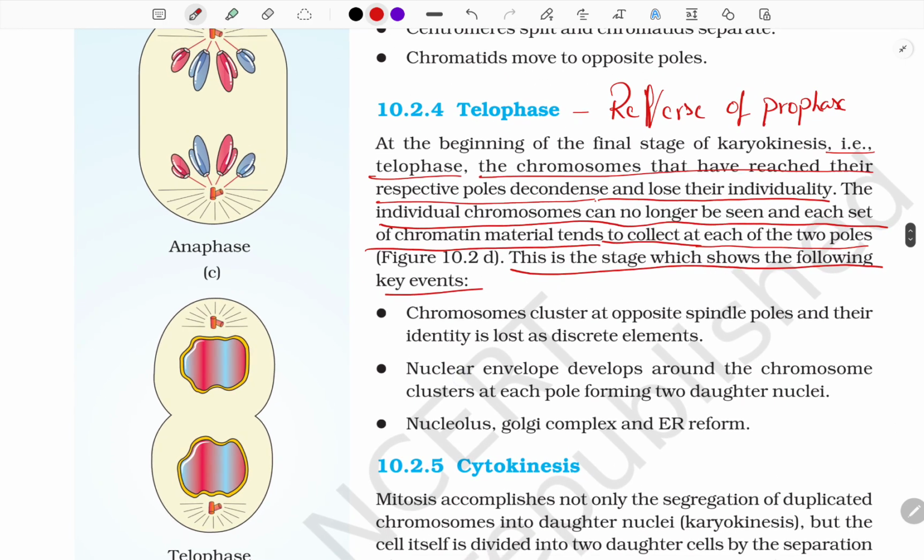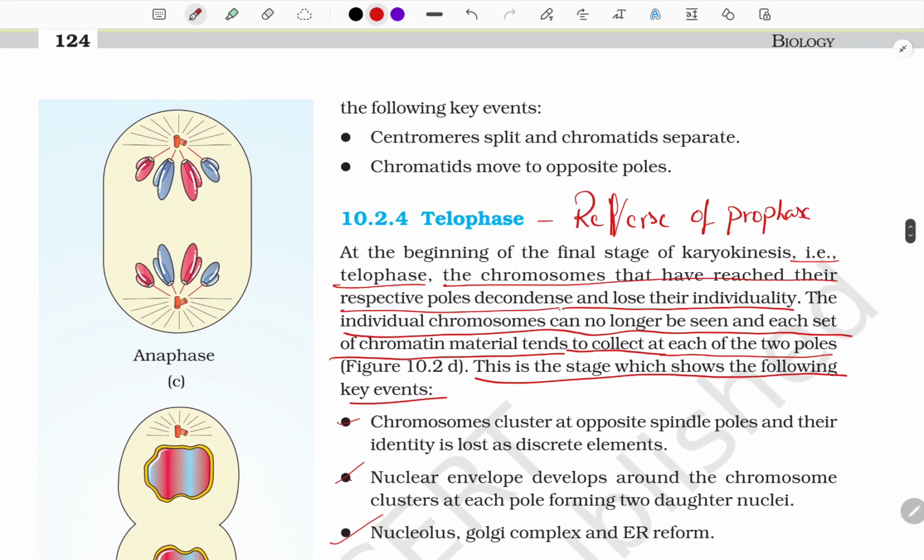This is the stage which shows the following key events. Chromosomes cluster at the opposite spindle poles, and their identity is lost as discrete elements. The nuclear envelope and nucleolus are reformed, developing around the chromosomes at each pole, forming two daughter nuclei. The nucleolus, Golgi complex and ER are reformed. Whatever disappeared in the prophase, the entire reverse of that happens in telophase. So this is about the PMAT.